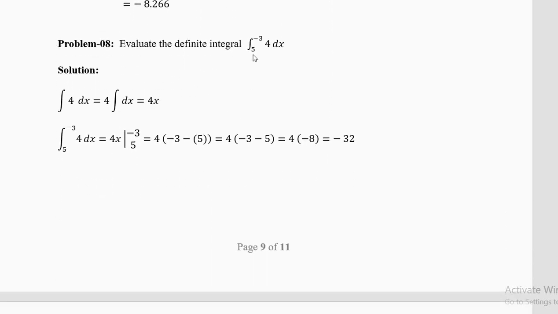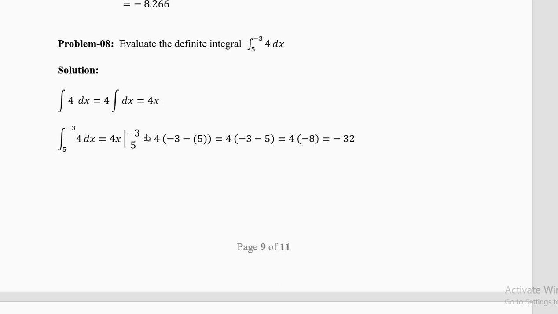Evaluate the definite integral going from 5 to minus 3 of 4 dx. Now lower limit is a equal to 5, upper limit b equal to minus 3. Now do not change the order of the limit thinking one is big, one is small, just copy it as it is. First integrate 4 dx, 4 will come out, you have 4 integration of dx which is 4x. Now substitute 4x going from 5 to minus 3.